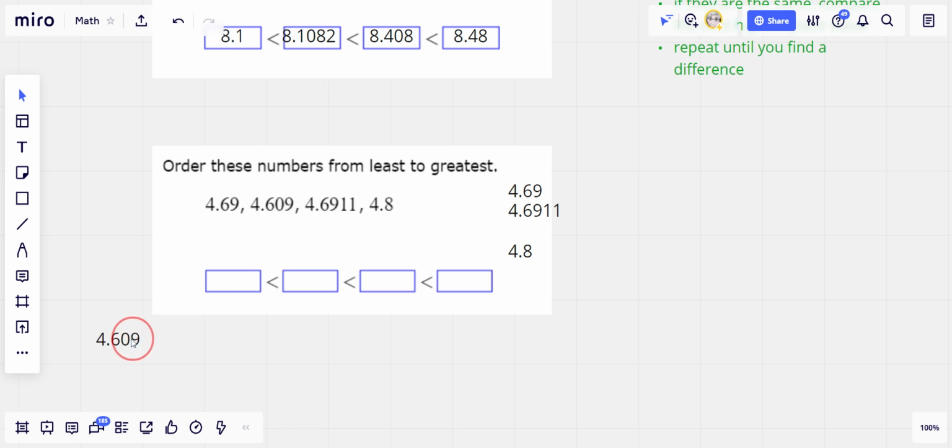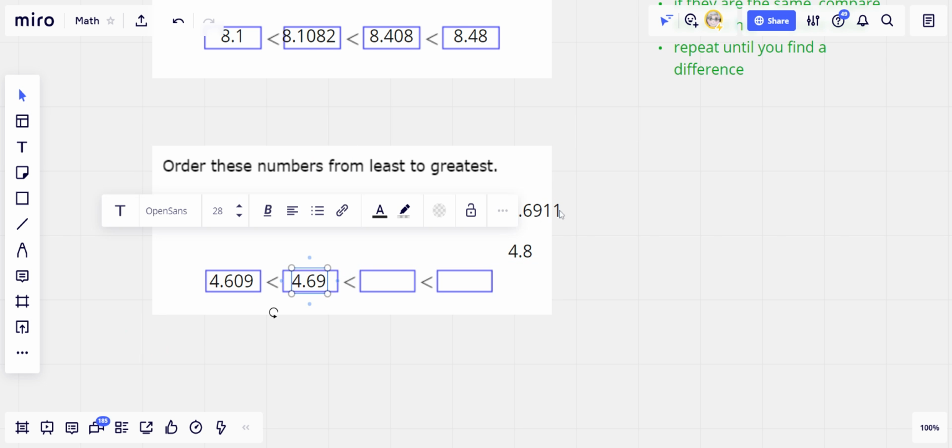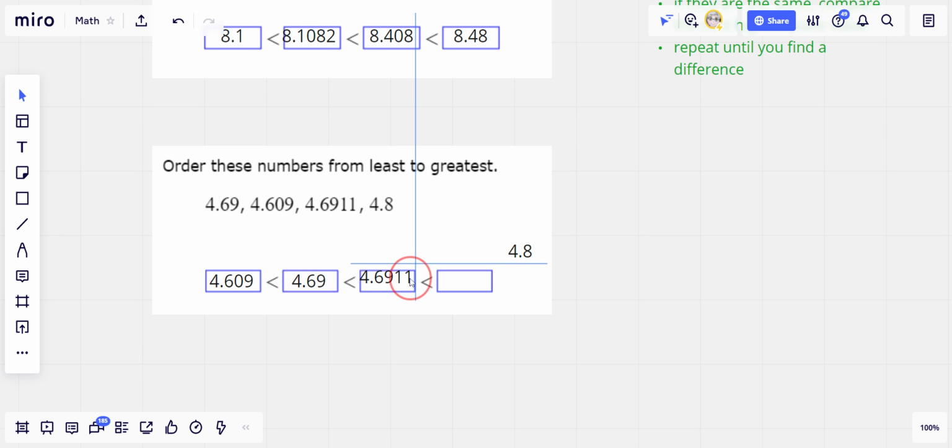So let's put those in the boxes. So we're saying that 4.609 is less than 4.69, which is less than 4.6911, and that is less than 4.8. So that is a little bit of work with ordering decimals.